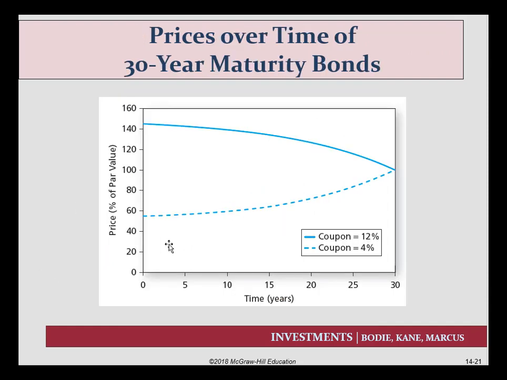What if you buy a bond at a discount? Again, if you buy a bond at a discount, say around 57% of par, eventually it's going to be worth $1,000. In this case, this is a 4% coupon bond. If you buy the bond at a premium, eventually it's going to sell for $1,000. In this case, this dark blue line represents a bond with a 12% coupon.